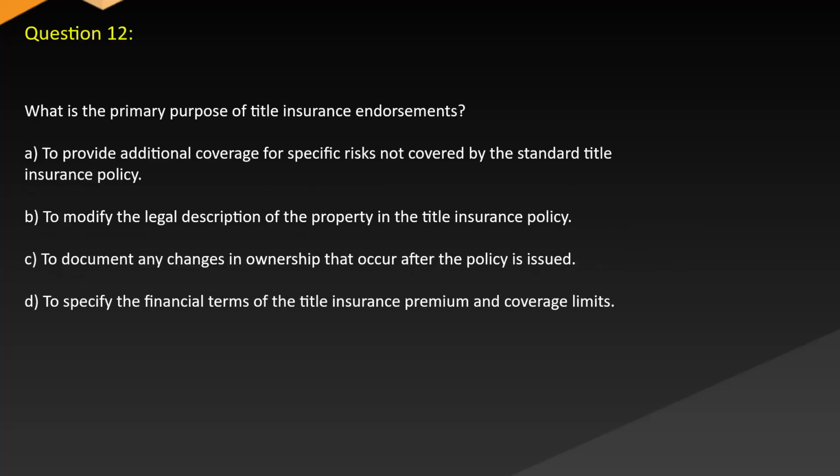Question 12. What is the primary purpose of title insurance endorsements? A. To provide additional coverage for specific risks not covered by the standard title insurance policy. B. To modify the legal description of the property in the title insurance policy. C. To document any changes in ownership that occur after the policy is issued. D. To specify the financial terms of the title insurance premium and coverage limits.